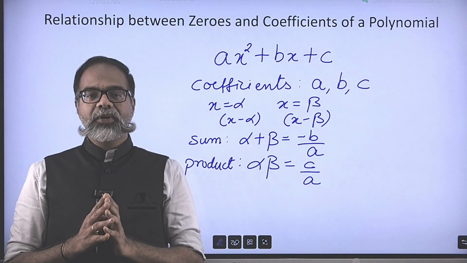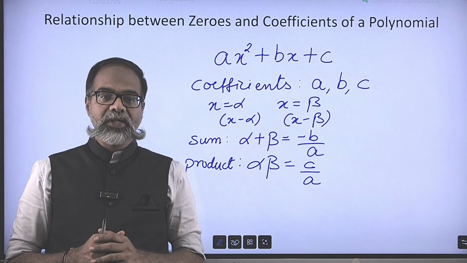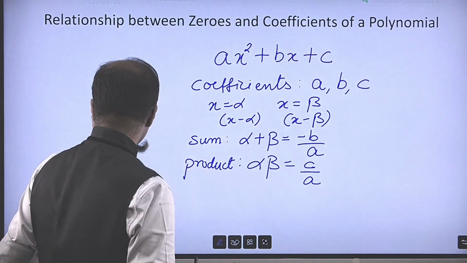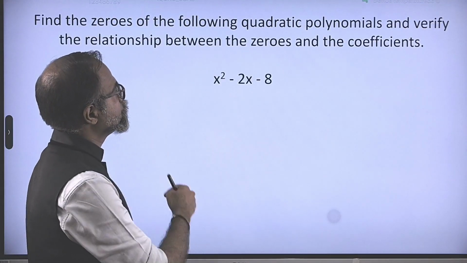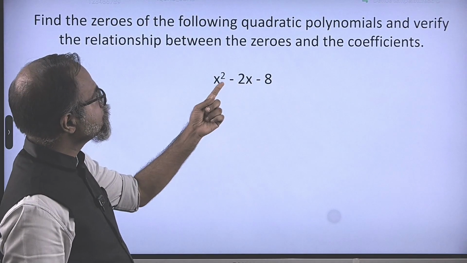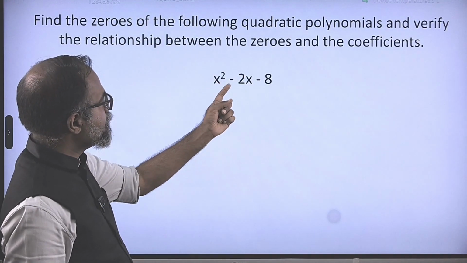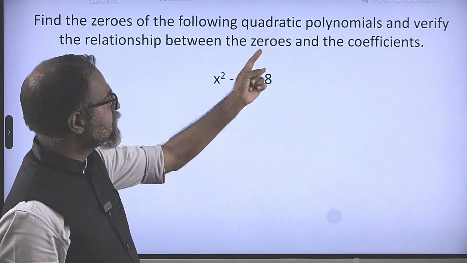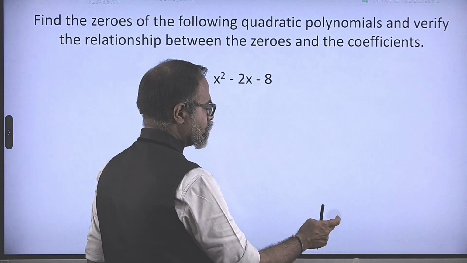Very interesting property. Let's take a few examples to understand how exactly this works. So we have our first question. I have to find the zeros of the quadratic polynomial x square minus 2x minus 8 and verify the relationship between the zeros and the coefficients.